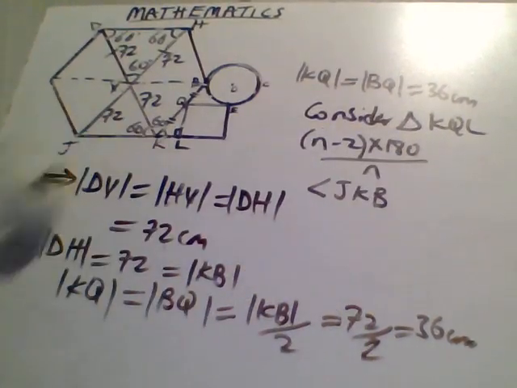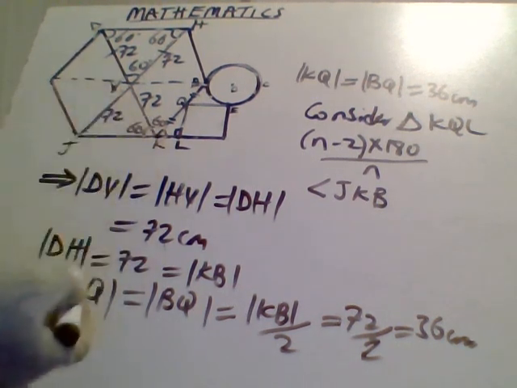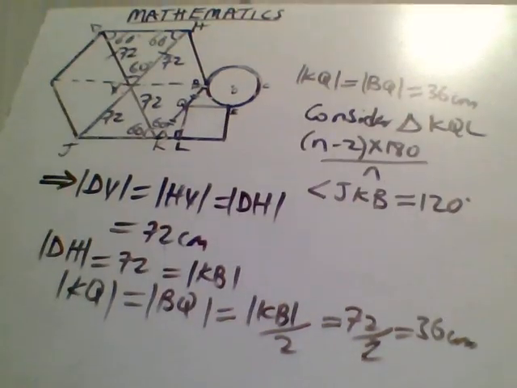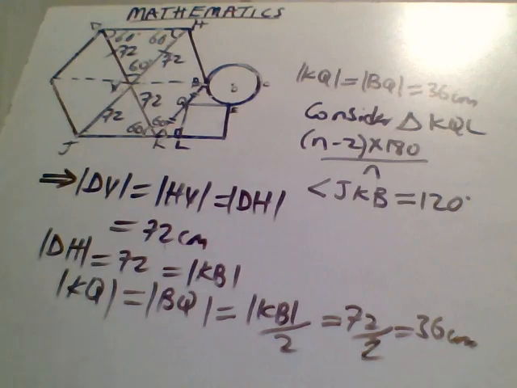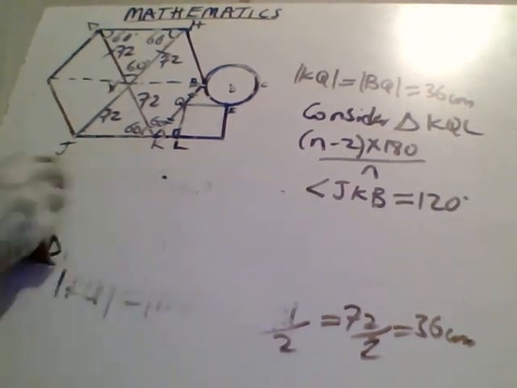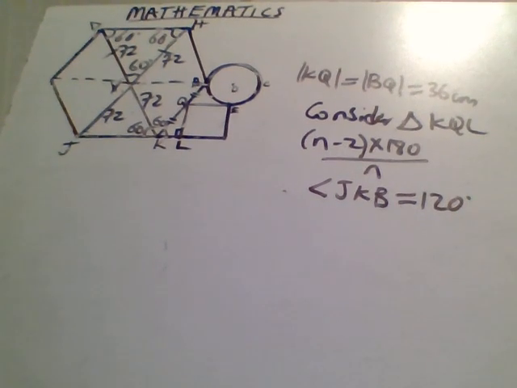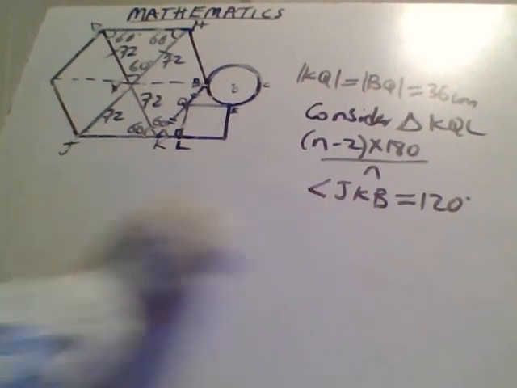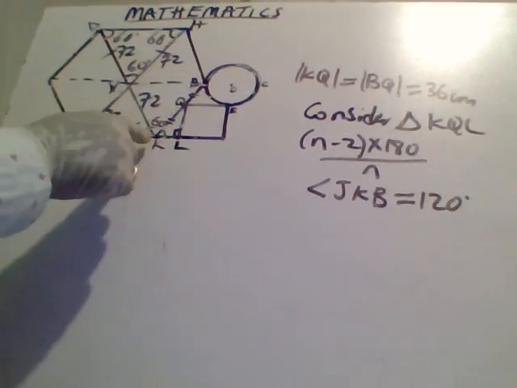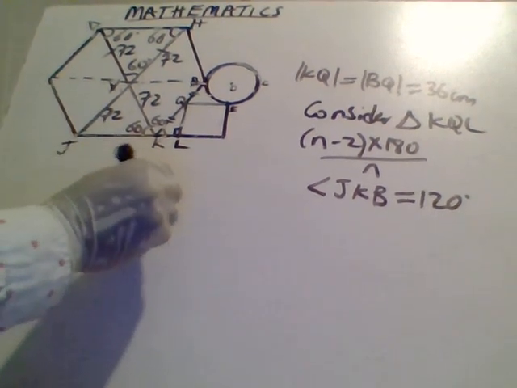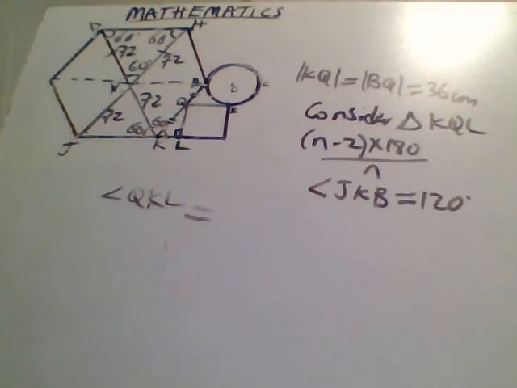That is the interior angle of the regular hexagon. If you do that, you still get 120. So this angle is equal to 120 degrees. Now we have gotten it to be 120 degrees. How do we find angle QKL? How do we get angle QKL?